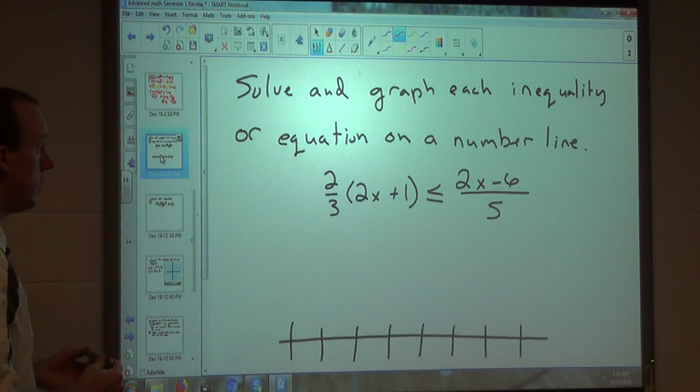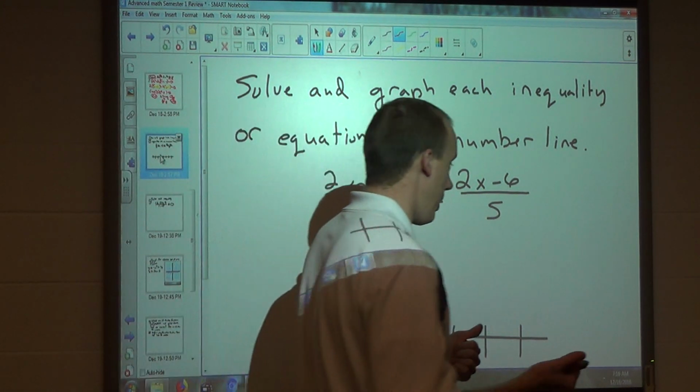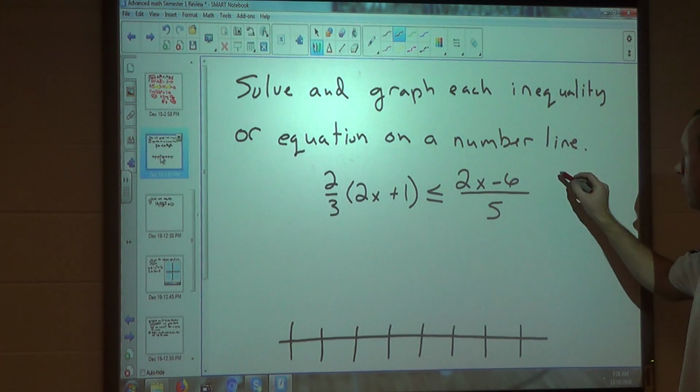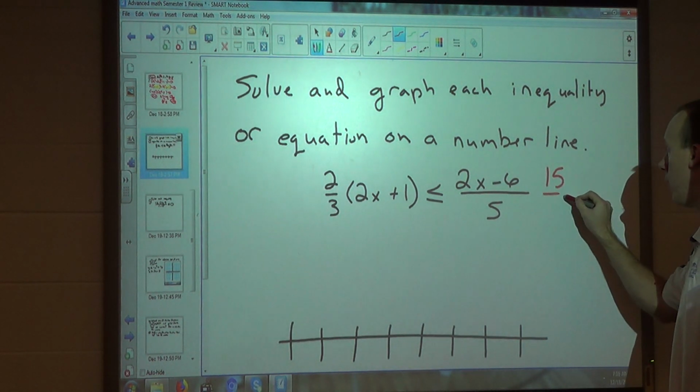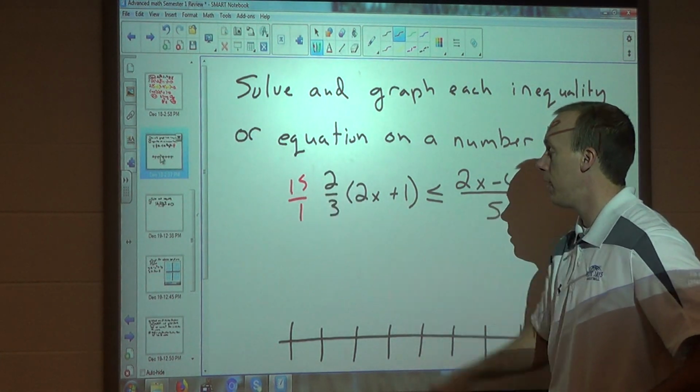Okay, so it gave you a number line on the test. There's a couple things I could do here. I don't like fractions, so I want to get rid of them. What you can do is find a common denominator, number 1, if we want to do that, which would be 15. So if I multiply this side by 15, I can also multiply this side by 15.